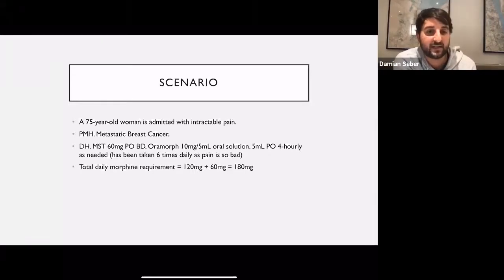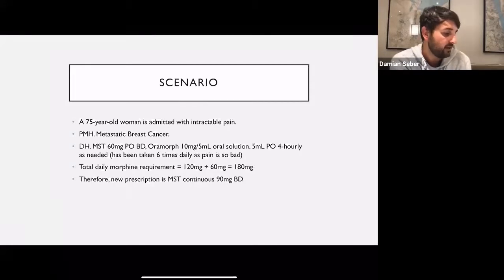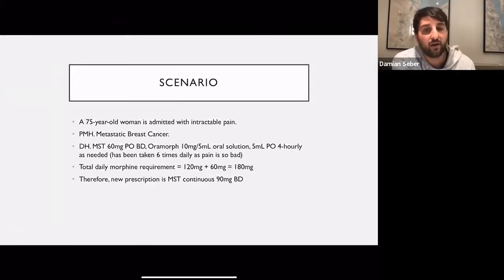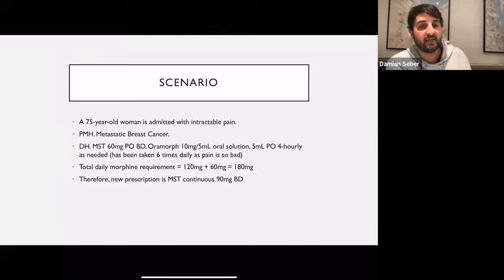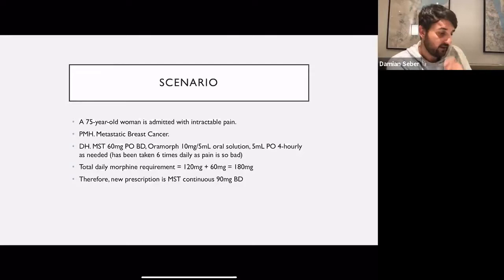So she's having 60 milligrams of MST twice a day, so that's 120 milligrams, and she's having 5 mils, which is 10 milligrams of Oromorph 6 times a day. So that's 60 milligrams. So the whole dose for the day is 180 milligrams. So if you've got MST continuous, which is BD dosing, so twice a day dosing, you then need to half the 180. So she gets 90 milligrams in the morning and 90 in the evening, which makes the 180. But then you also need to calculate her new breakthrough pain dose.